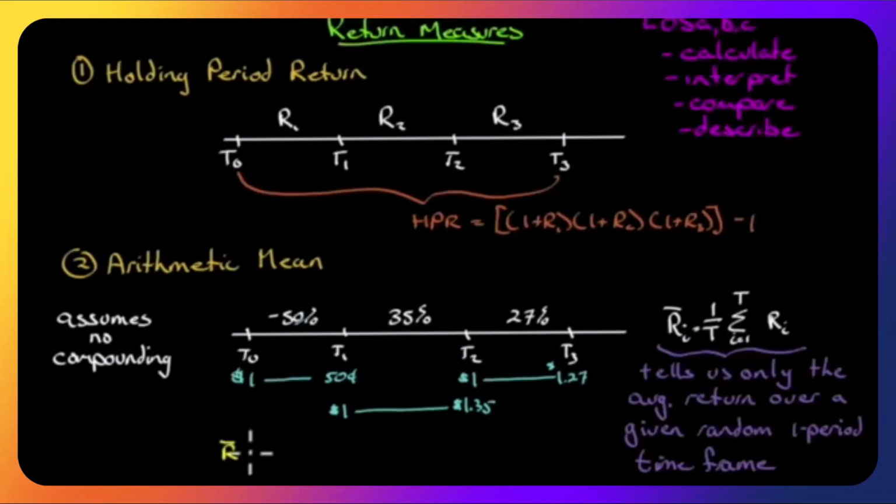So the arithmetic mean is simply you add up the 3 and you divide by 3. So our numerator is going to be negative 0.5 plus 0.35 plus 0.27, and we'll divide that by 3, and we will get 4%. Which is wrong. If we're looking at, well, if you put $1 in at time t0, how much do you have at time t3? You could not say, well, you have a compounded return of 4%.